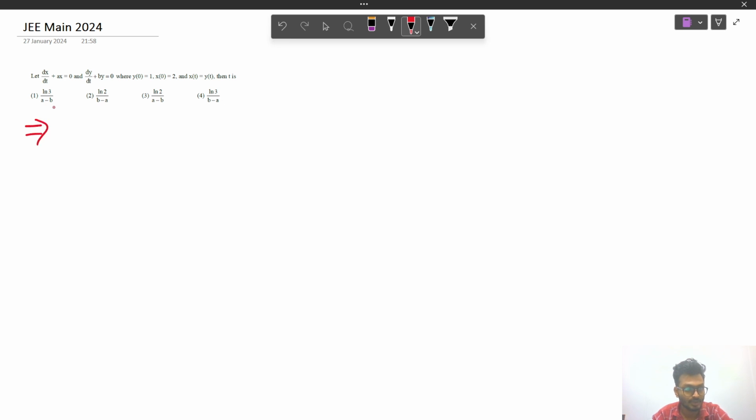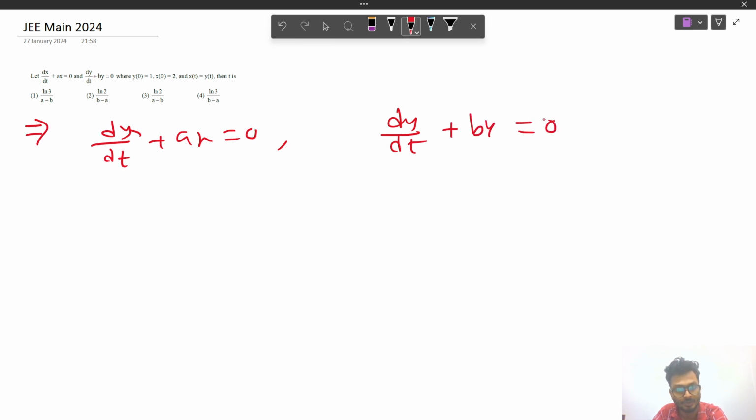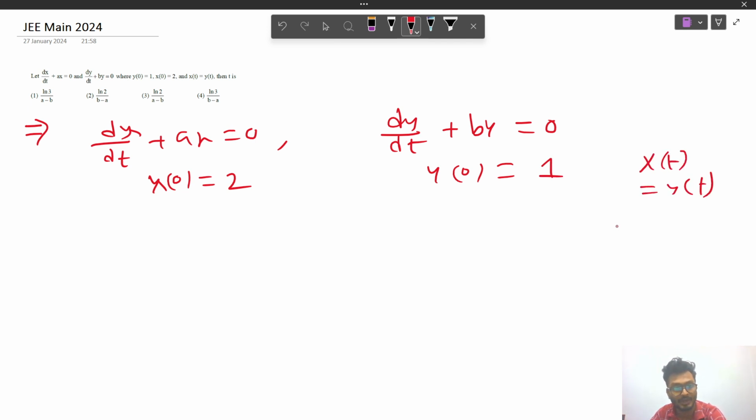So it is given that dx/dt plus ax is 0, and also dy/dt plus by equals to 0, and initially it is given that x at 0 is 2 and y at 0 is 1, then also given that x(t) is y(t), then find t. This is what is given. Now let us find from here.